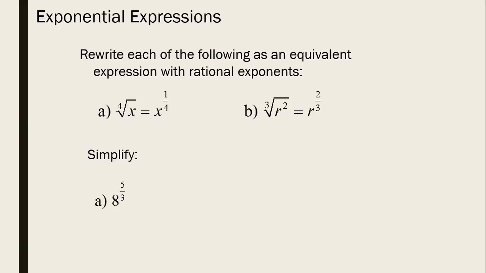To simplify using exponent rules, sometimes it's useful to think of these expressions in their radical form while we're simplifying. So for example, 8 to the 5/3 is the same thing as 8 to the 1/3 to the 5th power. 8 to the 1/3 is the cube root of 8, which we know is 2. And 2 to the 5th power is 32.